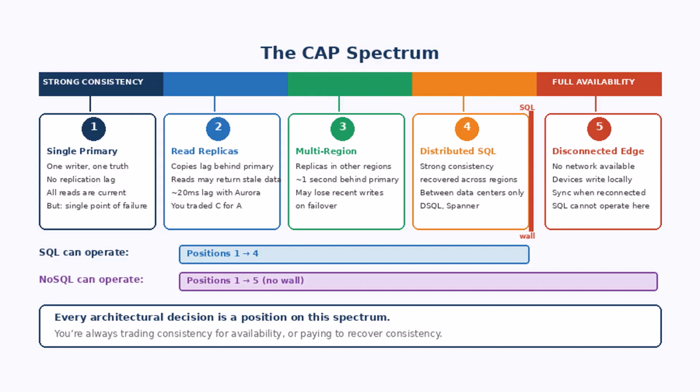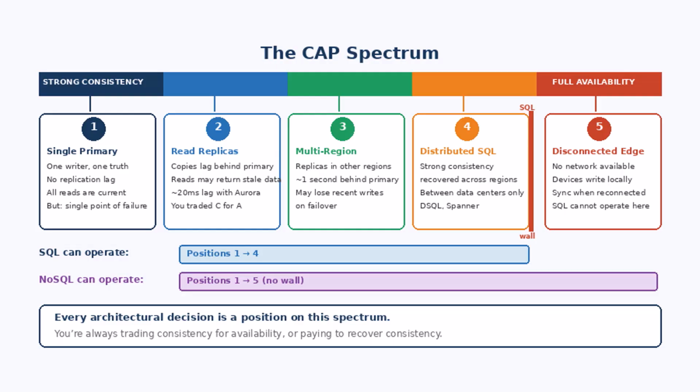Every database architecture decision is a position on the CAP spectrum. A single primary gives you strong consistency and a single point of failure. Add replicas, and you trade consistency for availability. Push to multi-region with Aurora Global Database, and the lag grows. DSQL and Spanner try to recover strong consistency at global scale using atomic clocks, engineering around CAP within controlled networks.